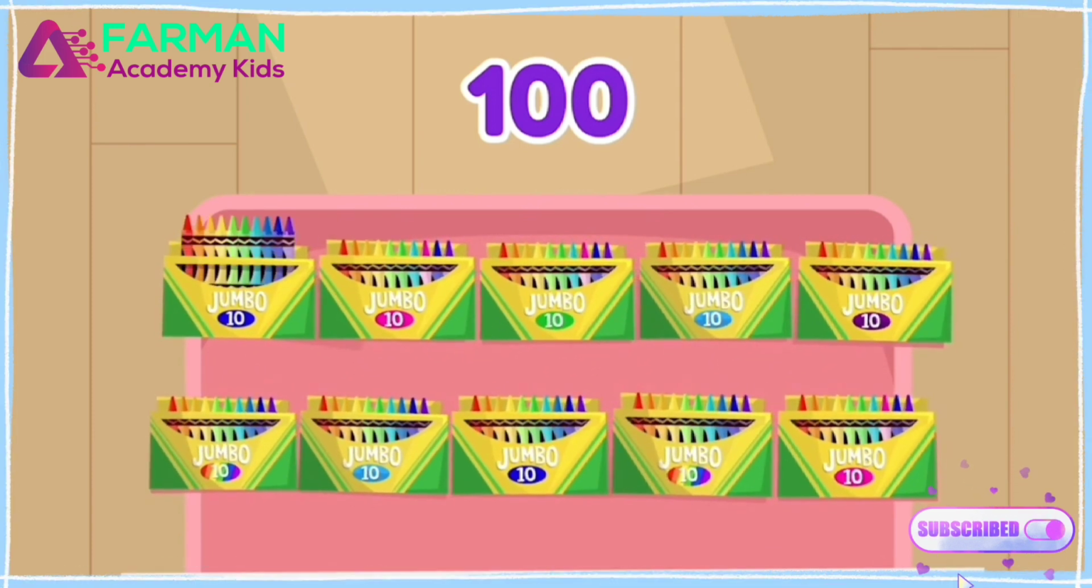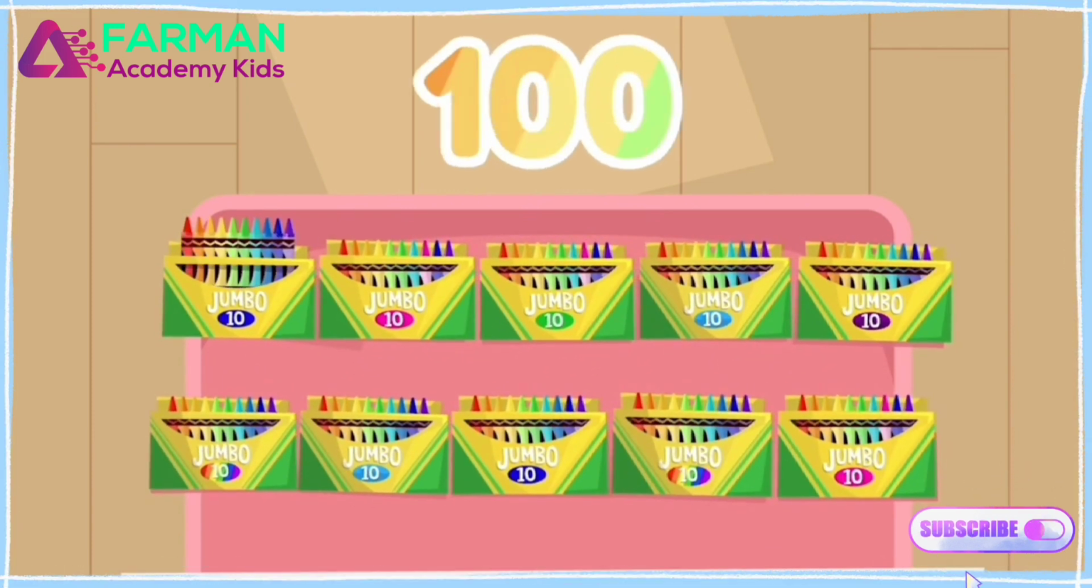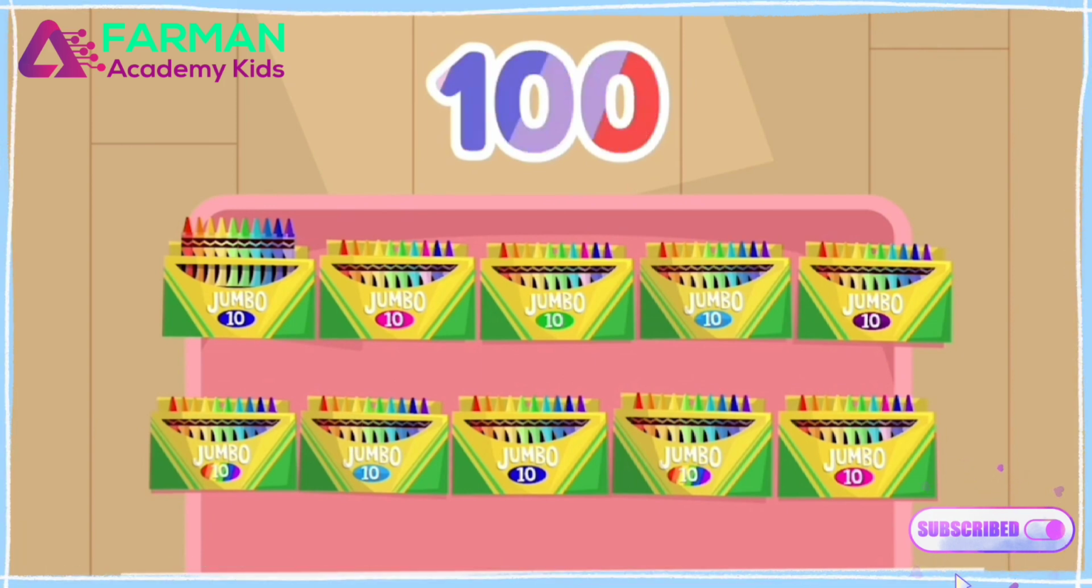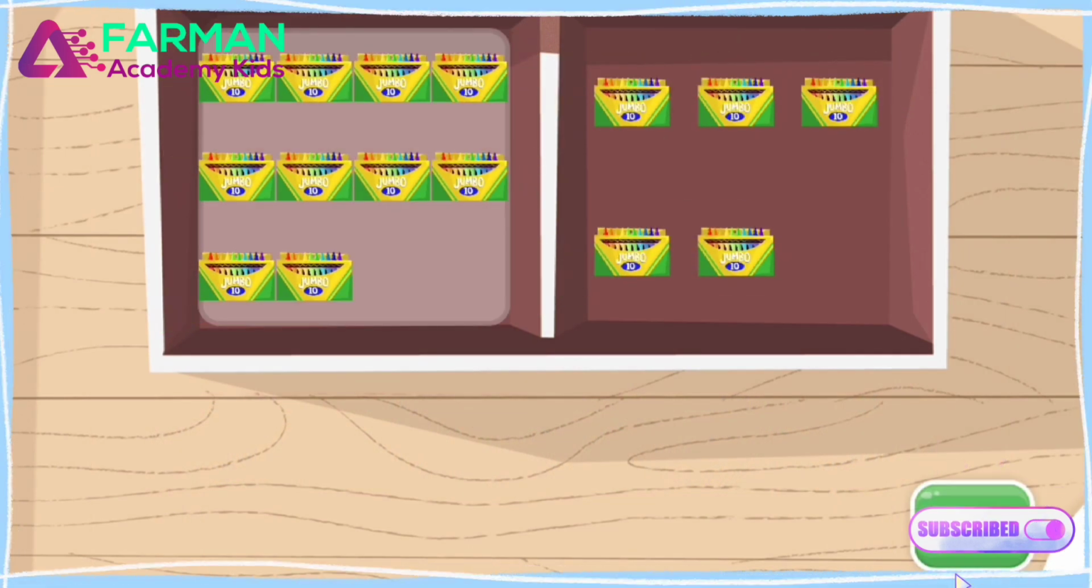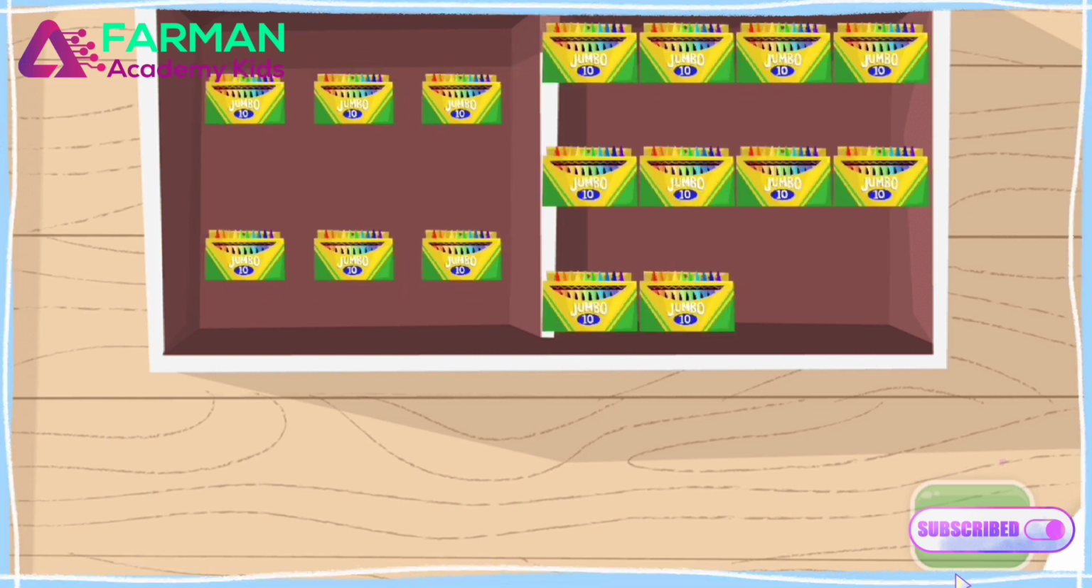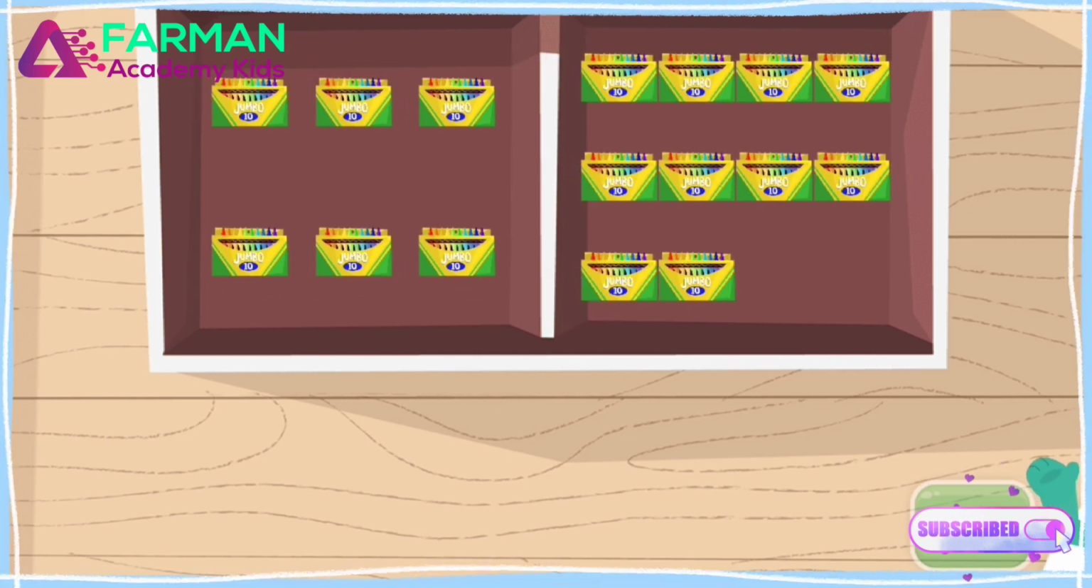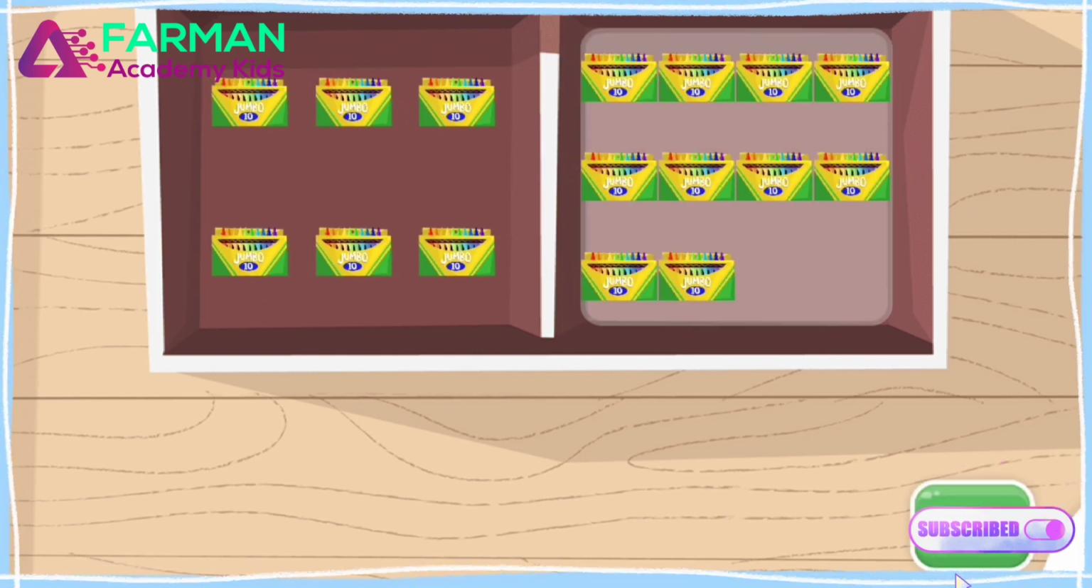10 boxes of 10 crayons each equals 100 crayons total. That's so many colors. Which side has 100 crayons? Tap it. Awesome! You don't have to count each crayon. You can just count 10 boxes of 10. Which side has 100 crayons? Tap it. Good job!